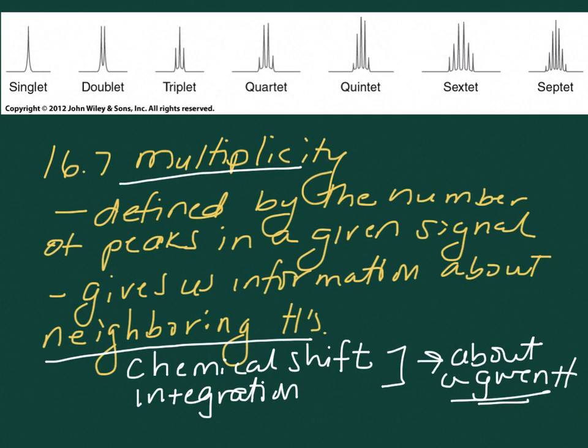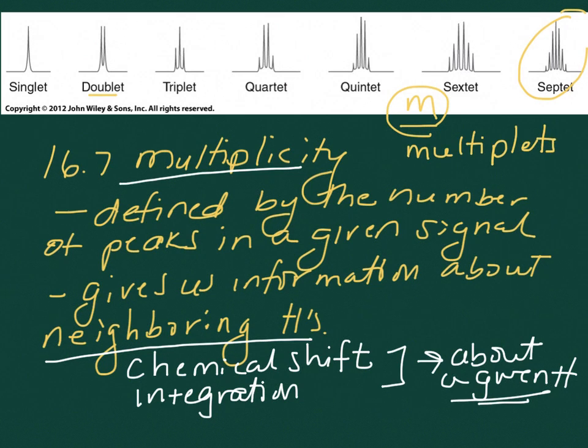So a singlet has 1 peak, a doublet has 2, a triplet has 3, a quartet, quintet, sextet, and septet, and so on. We're not really going to deal with well-defined septets. Usually past quintet, we'll call those multiplets. And the reason is that the nice splitting pattern is very difficult to obtain with an instrument that you'll see in an organic chemistry lab.